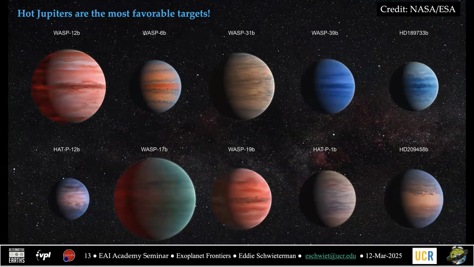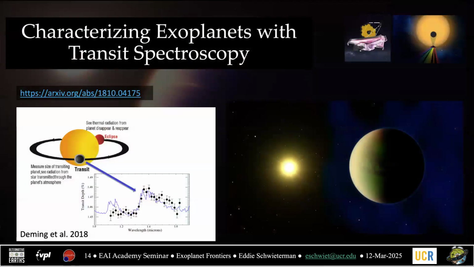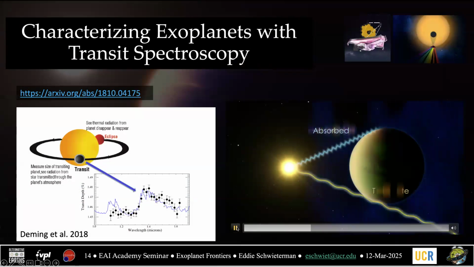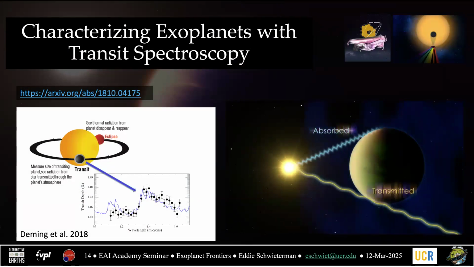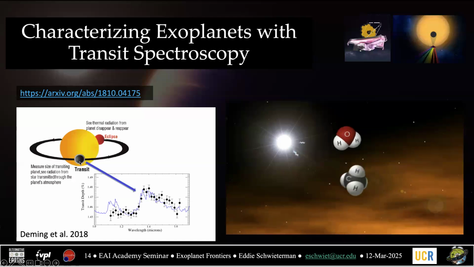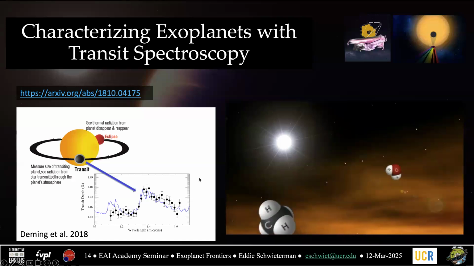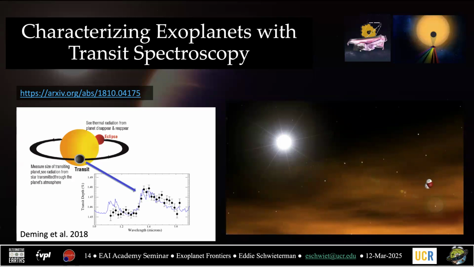How exactly do we do this? One tool we can use is called transit spectroscopy. The idea is that as we're looking at the planet transit across the star, some light will filter through the atmosphere. Some of that light will be allowed to pass through, and some of that light will be blocked by the molecules that are present in that atmosphere.